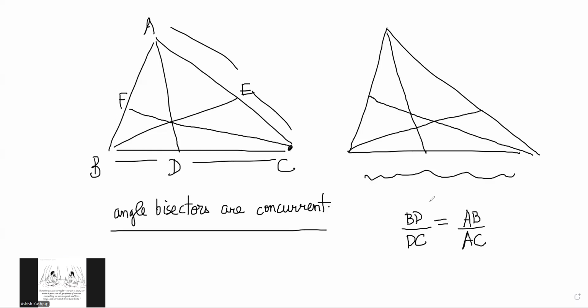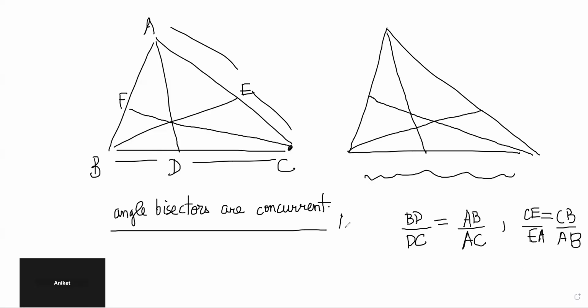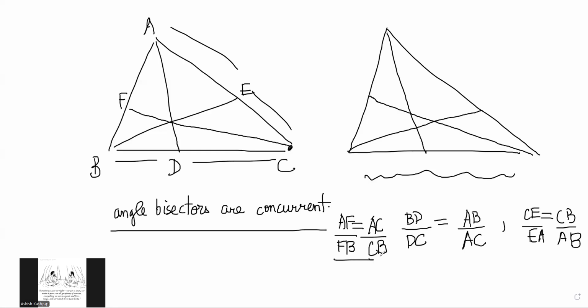Similarly, what is CE by EA? CB by AB. By the angle bisector theorem, we are getting these things, right? And AF by FB by the angle bisector theorem would be AC by BC. So now we can see that the product of these three things is actually one because all of this is getting cancelled.